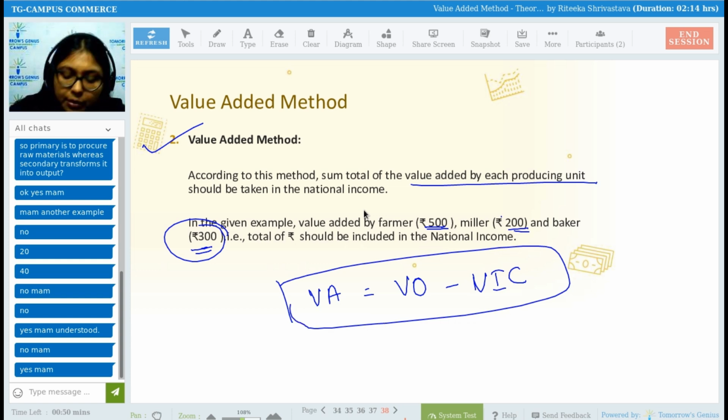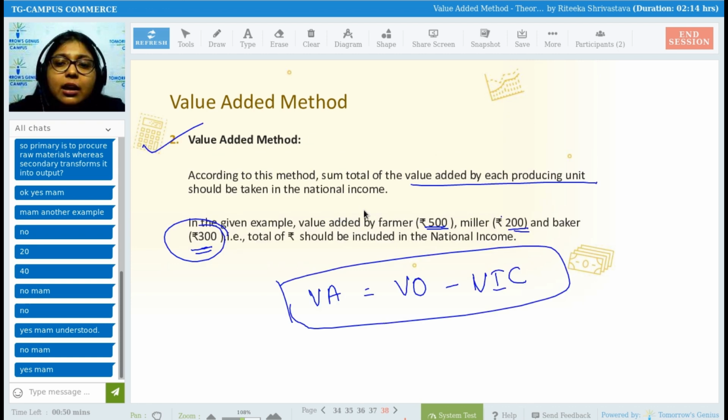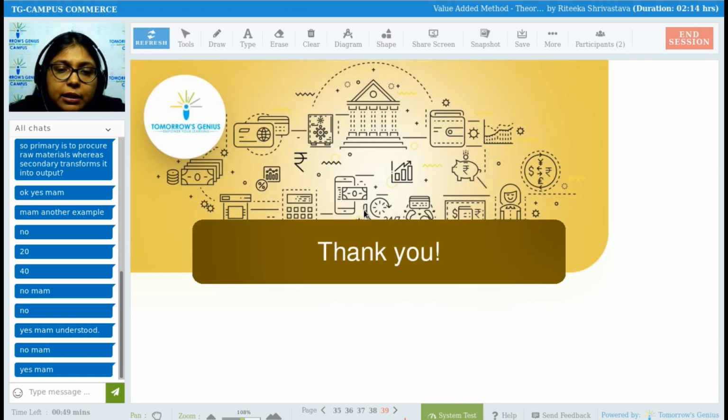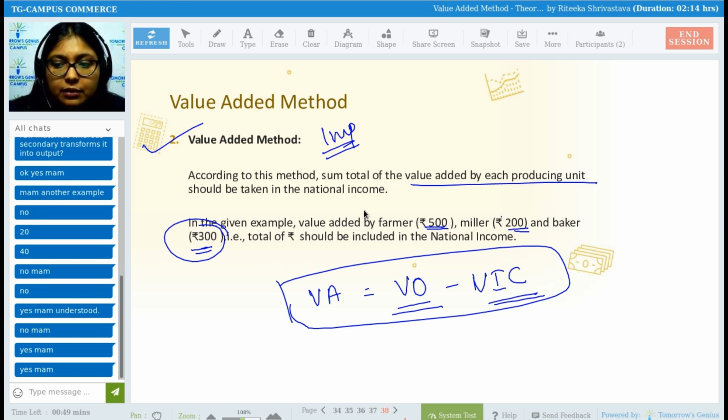So if you can use the value added method, you can use the final output method. Final output method means including the final value of goods and services, and removing the value of intermediate consumption from the value of output. So both ways you can avoid the problem of double counting, but here we are going to study the value added method and not the final output method. Fine. This entire was the theoretical part. Are you clear with it?